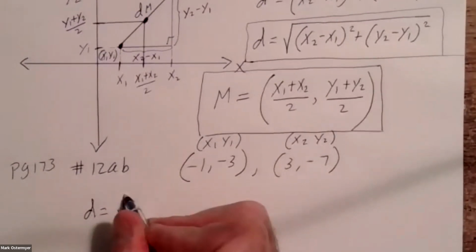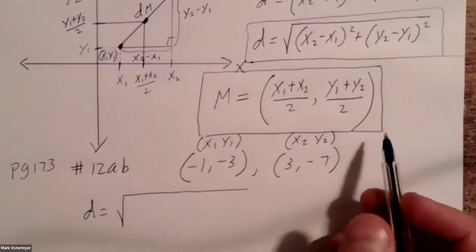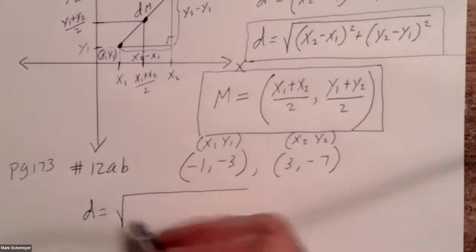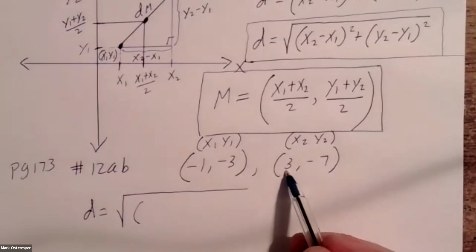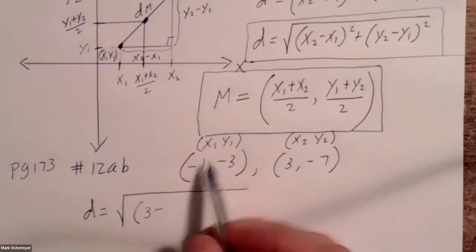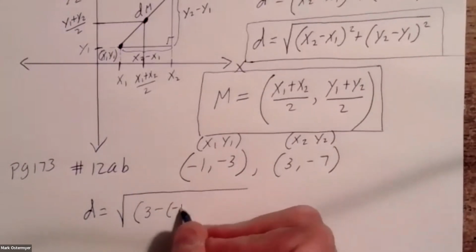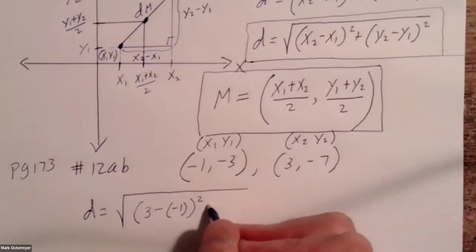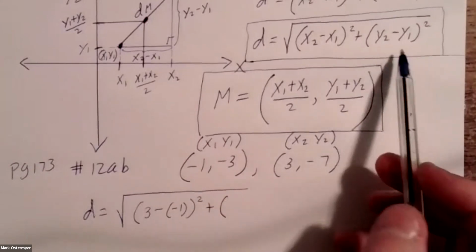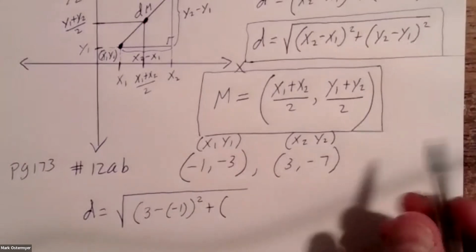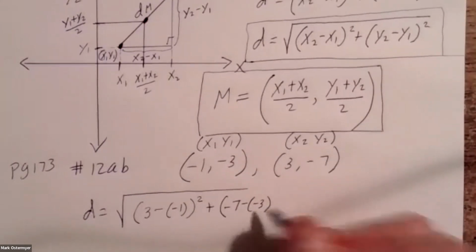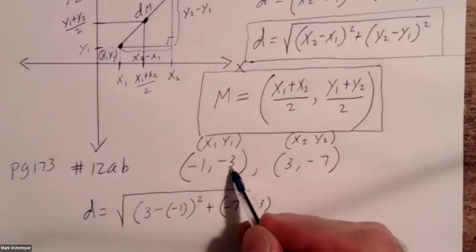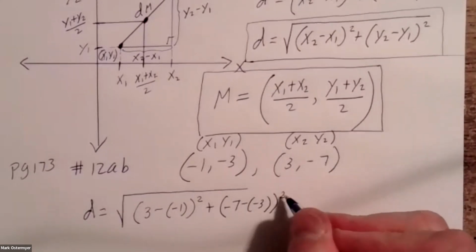So the distance between these points is going to be the positive square root of x sub 2 minus x sub 1 squared. So x sub 2 is 3, minus x sub 1 is -1. Careful with your signs, as always. And we're squaring that. And we're going to take y sub 2 minus y sub 1 and square that. So we'll have -7 subtract a -3, -7 minus a -3 and we square that.